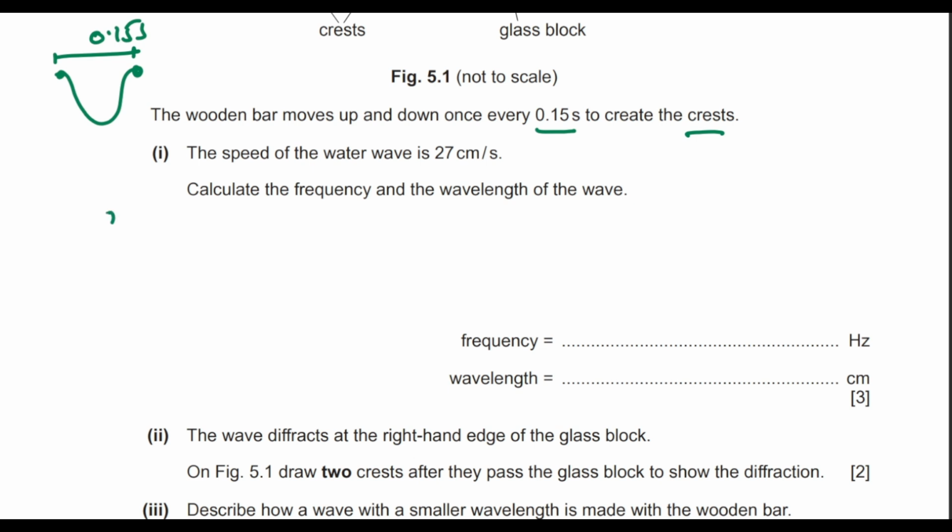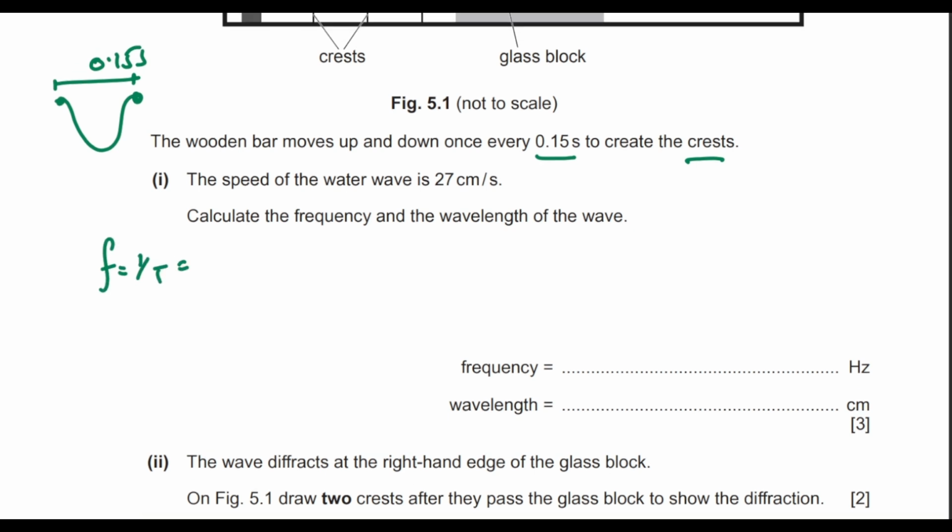So calculate the frequency. The frequency is equal to 1/T. So the time frame between 2 crests, 2 troughs, or 1 complete wave. So this would be 1 divided by 0.15. This gives us 6.66 recurring decimal place. So this comes down as 6.7 hertz.